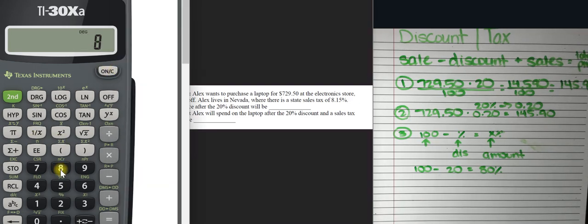calculator if you like, or you can solve it manually. So we're going to say 80. And remember, you can convert your percent by hitting the second button and then hitting the number 2, which will activate that percent sign. So there's 80%, and then we're going to multiply that by $729.50. Okay, so this is the amount that you will be paying.